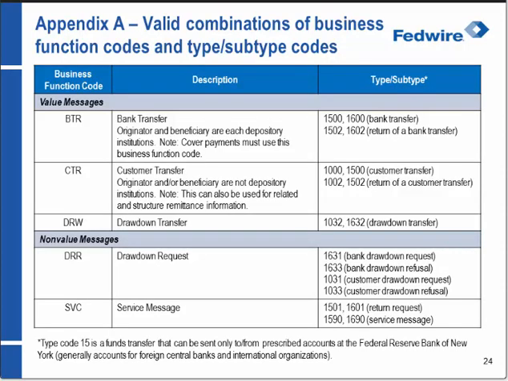And the next slide, it's the Appendix A that shows our valid combinations of business function codes and subtype codes, the value messages and the non-value messages, the description, as well as the type-subtype combinations.